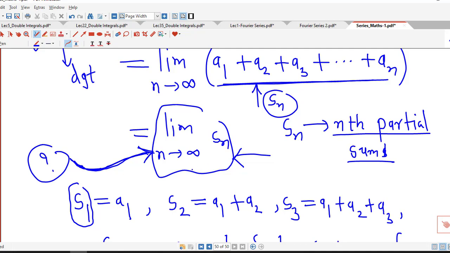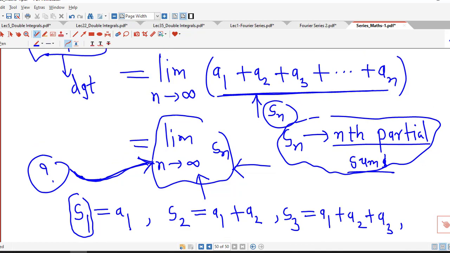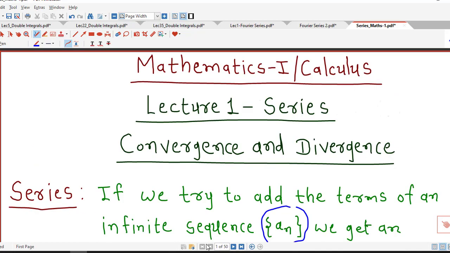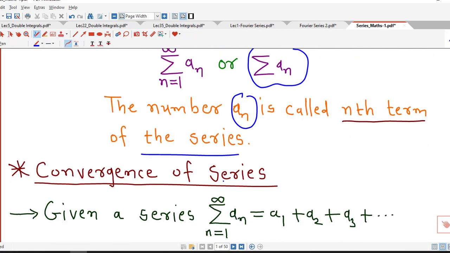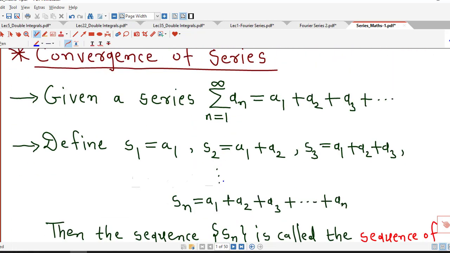But in this lecture we will do those types of problems in which we are able to decide the limit of the nth partial sum of this series, so that we can decide the convergence or divergence of a given series. So first we have written the definition of convergence of series.